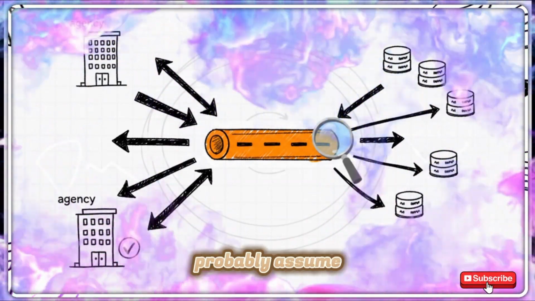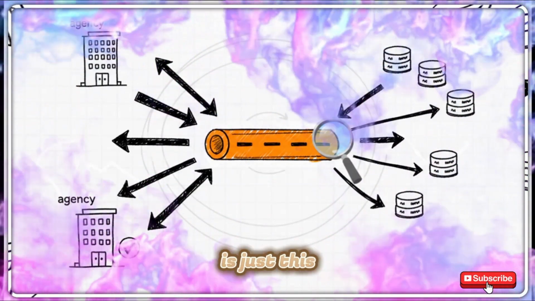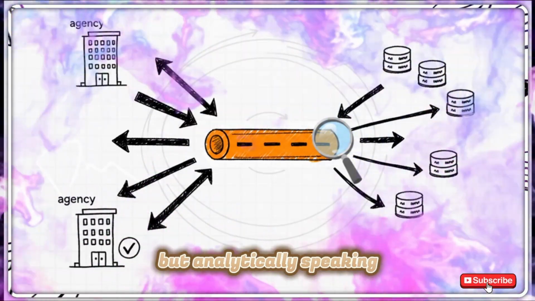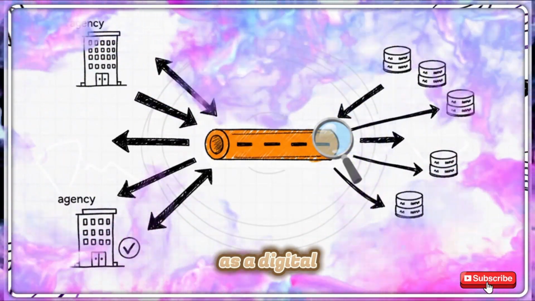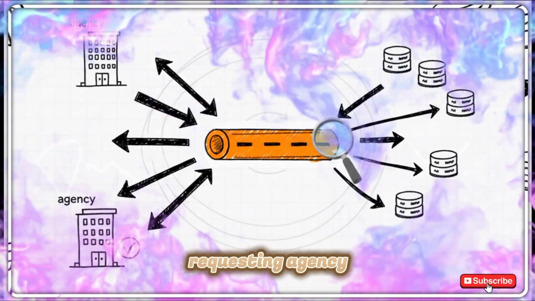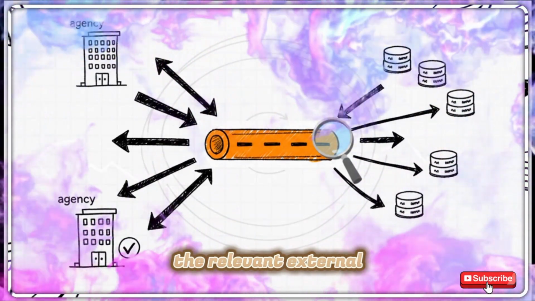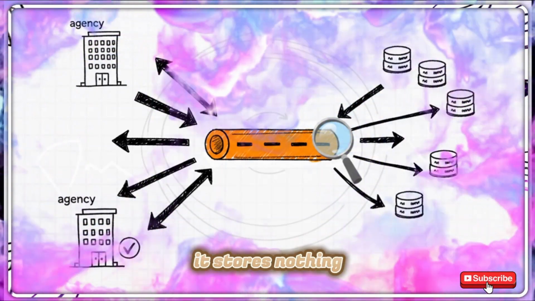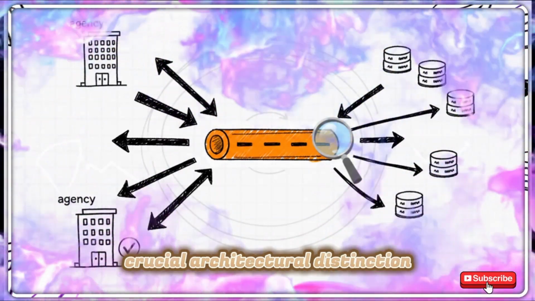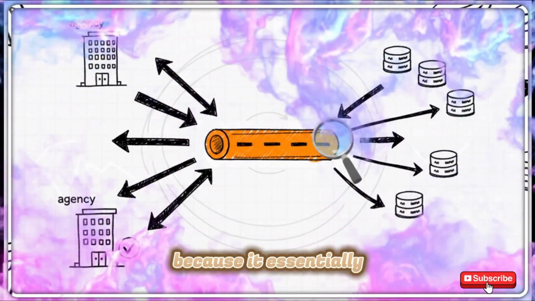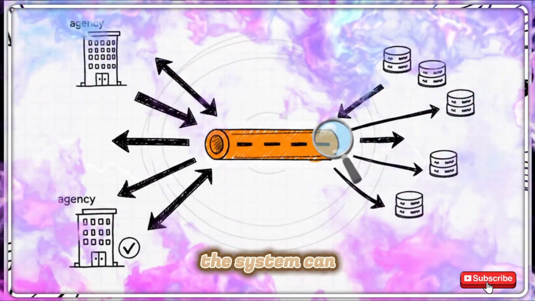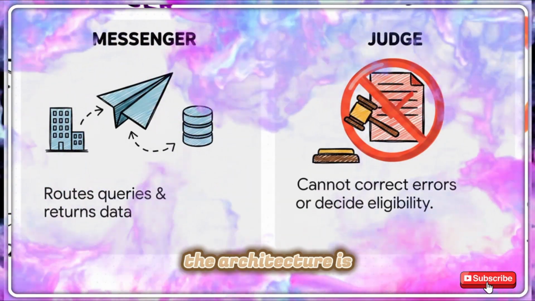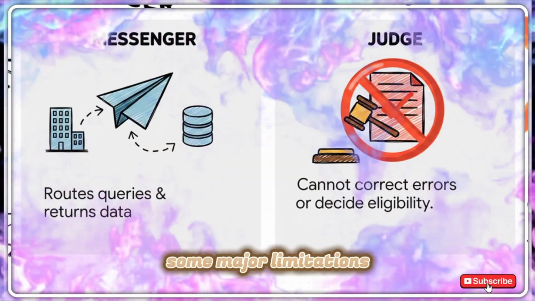I know, you'd probably assume a massive government verification system is just this giant monolithic vault of data, right? But analytically speaking, it functions purely as a digital highway. It takes a query from a requesting agency, transports it to the relevant external databases, and then just brings the answer back. It stores nothing. And this is an absolutely crucial architectural distinction because it essentially dictates every single thing the system can and cannot do.